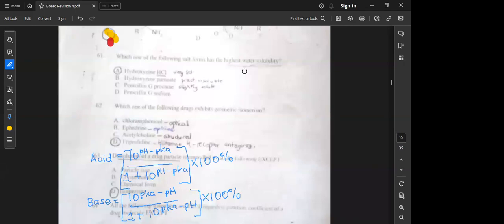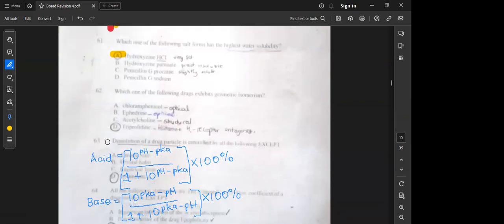I think for 61, hydroxyzine HCl should be the one with the highest water solubility. That's what I think. Because any molecule that has HCl, HCl dissociates in water because it's a very polar molecule. Hydrogen is slightly positive and chloride is slightly negative, so it will combine with the hydronium ions in water. We know HCl is a highly polar molecule, so I think A should be the one with the highest water solubility. But I was open to hear if anybody thinks otherwise.